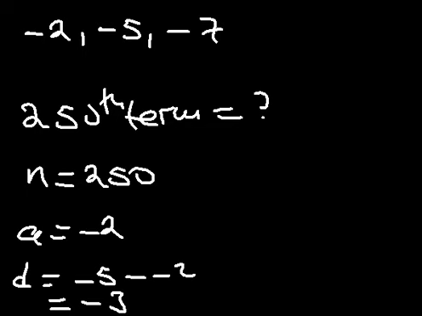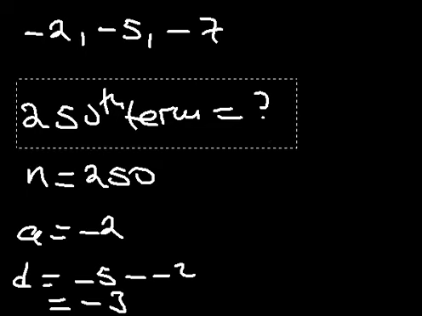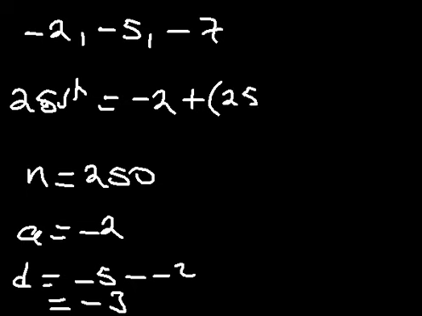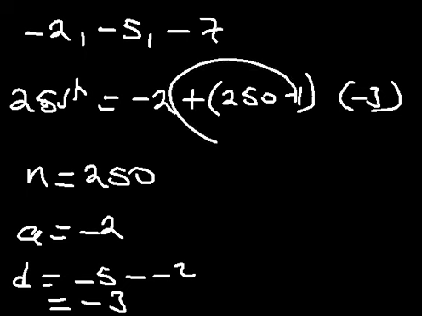Then what is the 250th term if that's the case? So now we can have it as the 250th term equals a, which is -2, plus 250 minus 1 times the common difference, which is -3. So you'll be able to have that amount in that way.